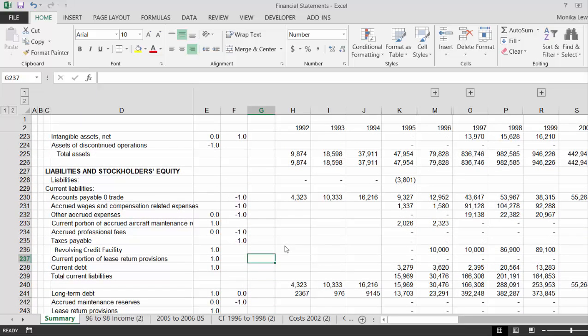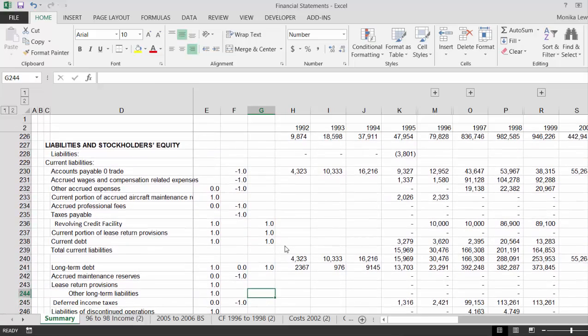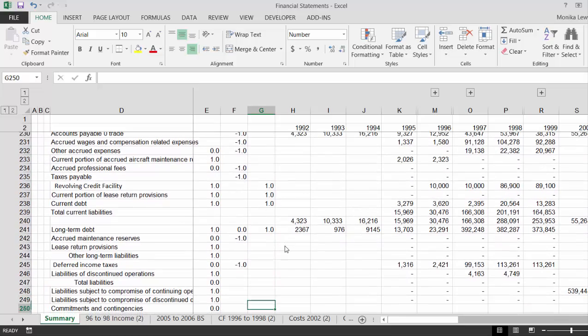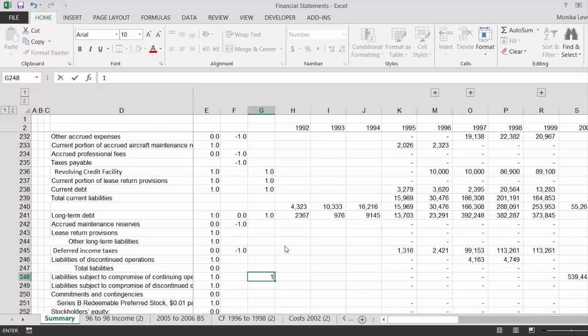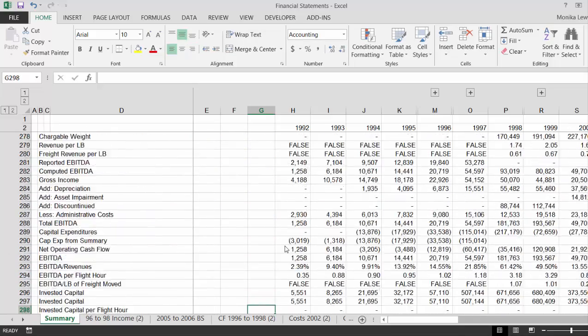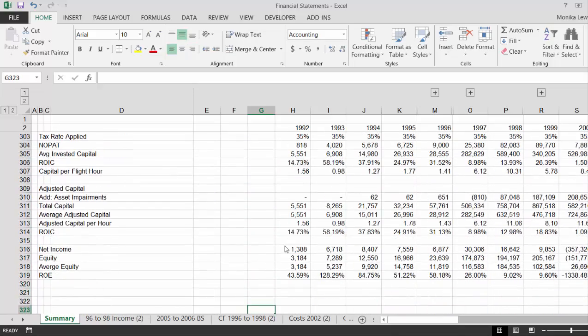So this current portion of leases is a debt, and I'm going to put one. Current debt is one. Revolving credit facility, that's debt. I think that's about it. Long-term debt here. Accrued maintenance reserves, no. Liabilities subject to compromise, those are all debt. So we have a bunch of categories of debt, and let's just put all the debt here. Okay.